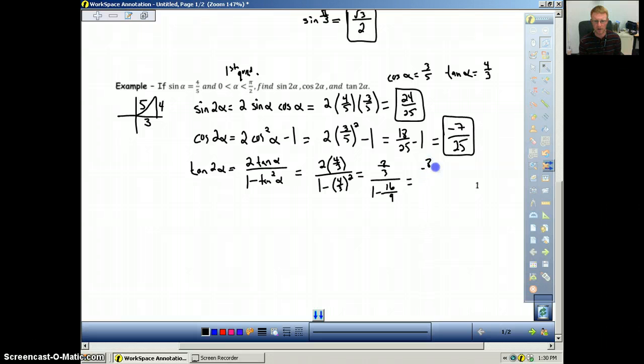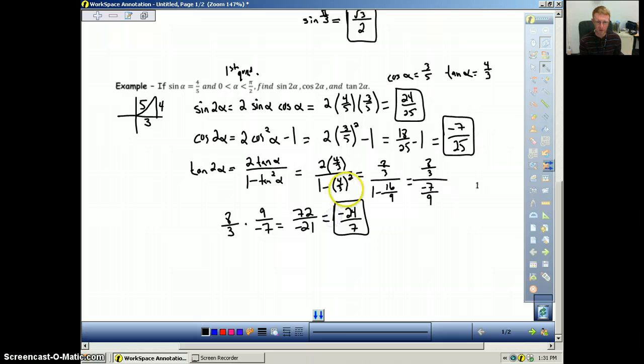Going to keep simplifying. 8/3 divided by, if we were to subtract this, this would be 9 over 9, that would be negative 7 over 9. And then when we divide fractions, we do 8/3 on top multiplied by the reciprocal of the bottom. That gives us 72 divided by negative 21. And if we reduce that, divide both of these by 3, we get negative 24 over 7.